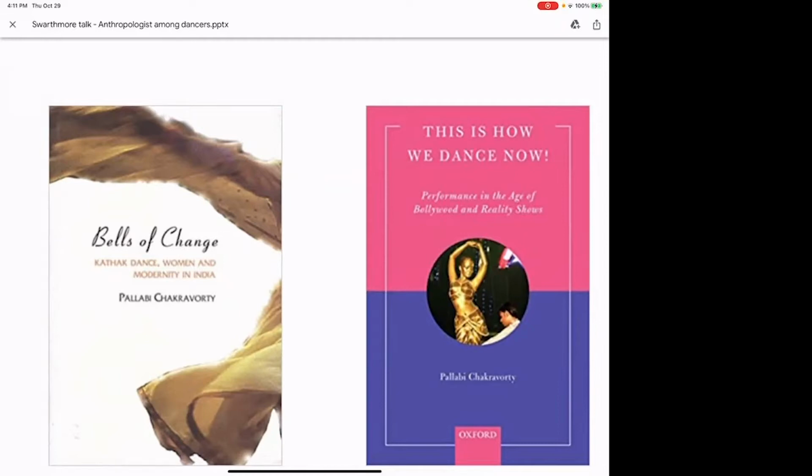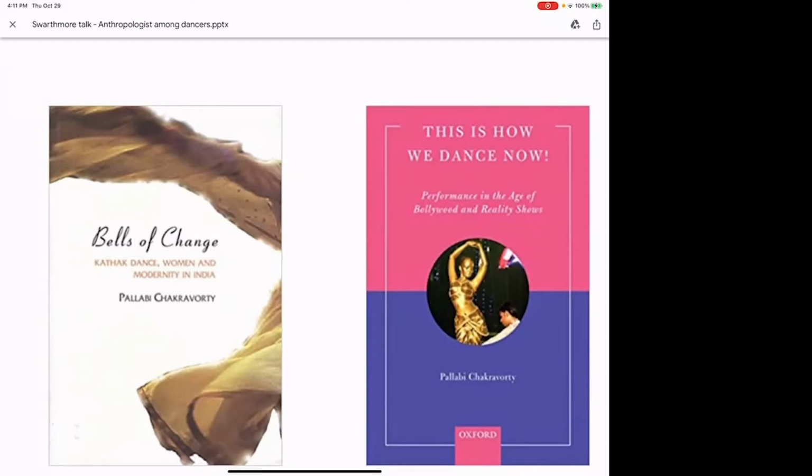Brahmins are high caste people in India. So it's a male, high, Brahminical narrative. And the practitioners who were Muslim courtesans, in colonial India and pre-colonial India, you don't hear about these women anymore. These courtesans were kind of erased from the dance history.